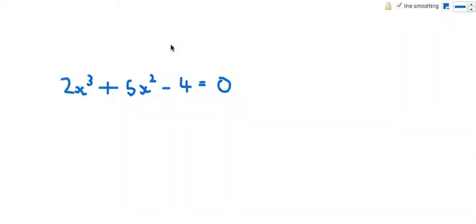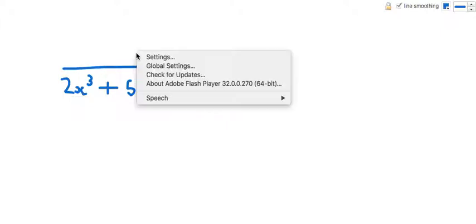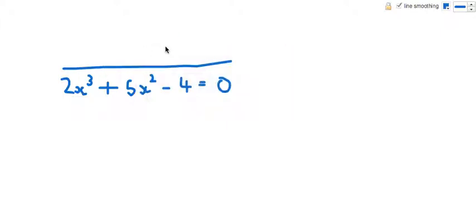So we're going to do the same thing as normal. We already know that minus 2 is a solution, but I'll just check it. So minus 2 cubed is minus 8 times 2 is minus 16. And then I've got minus 2 squared is 4 times 5 is 20. So 20 minus 16 minus 4 is 0. Yep, that works. x is minus 2 works. So then we know that x minus 2 works. I can put that as a factor.